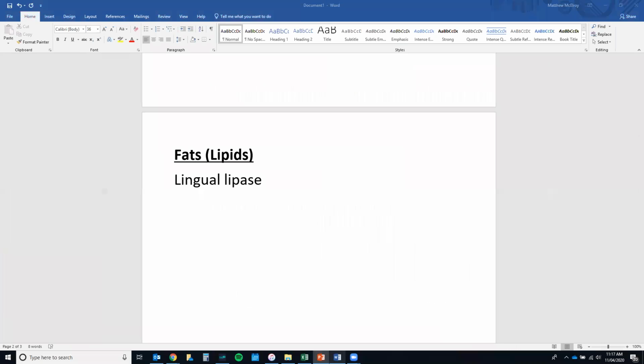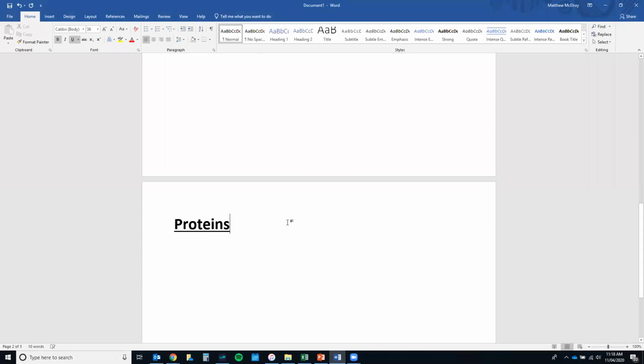So I'll flip over here and I'll add gastric lipase to the list of fats. And then I will add, for the first time, something to proteins, and that is pepsin.